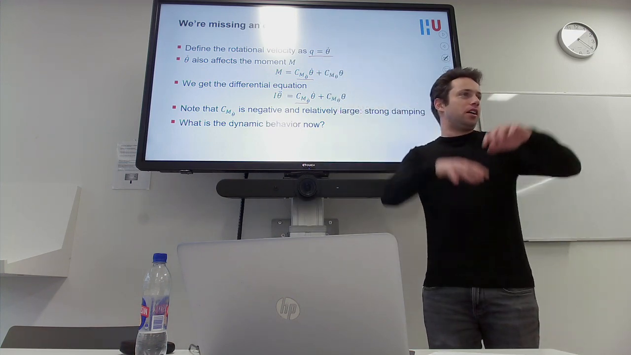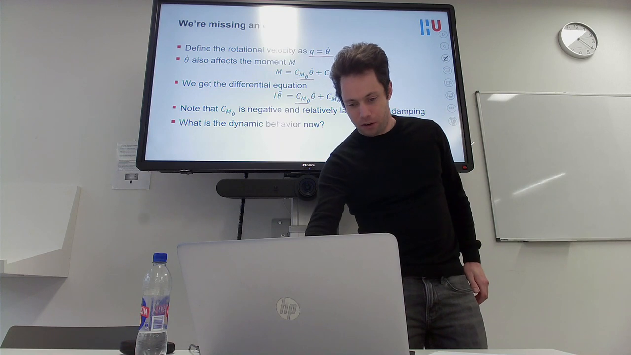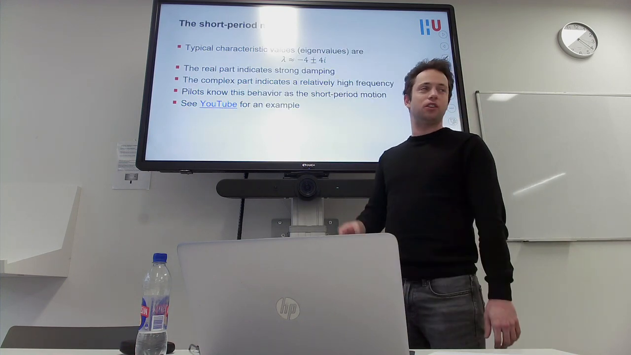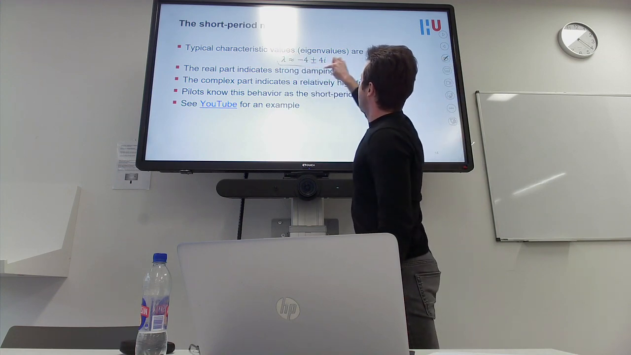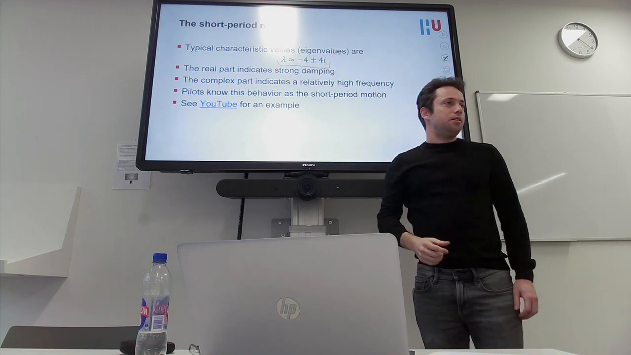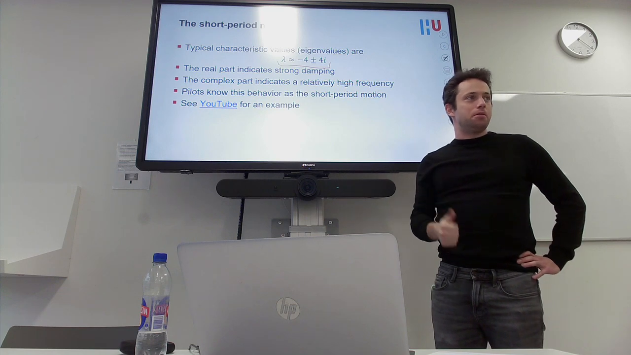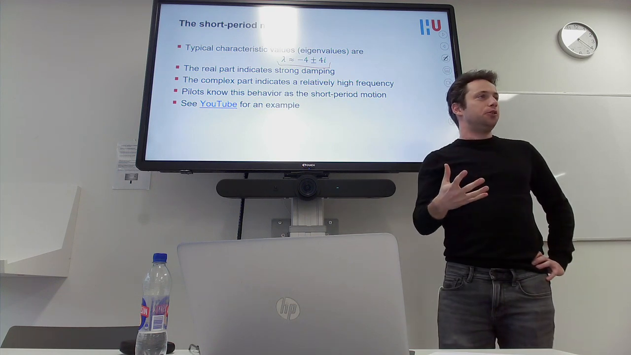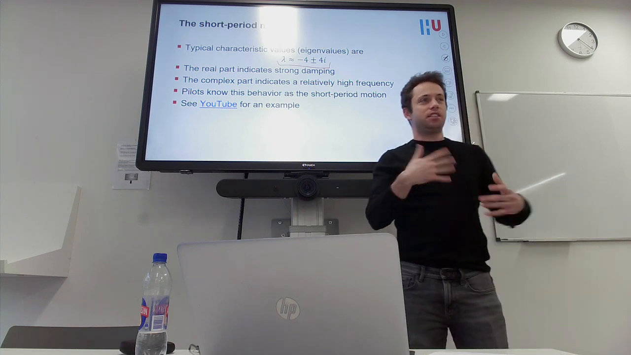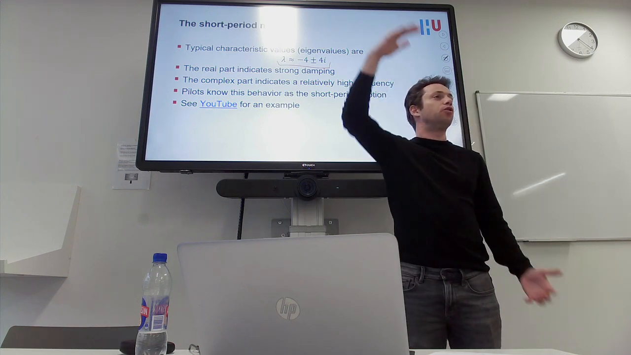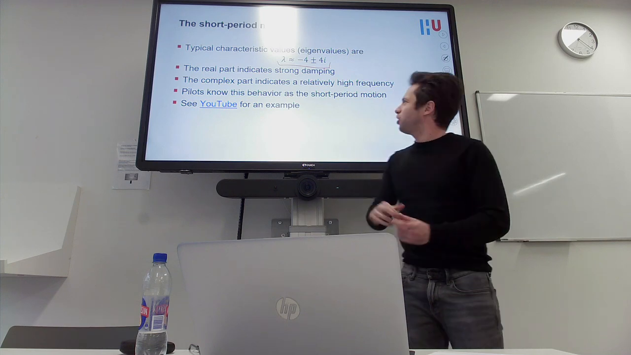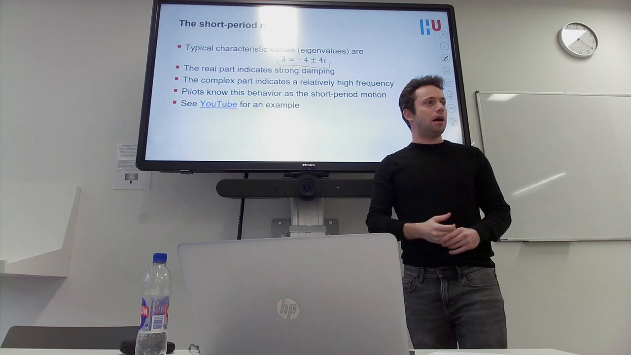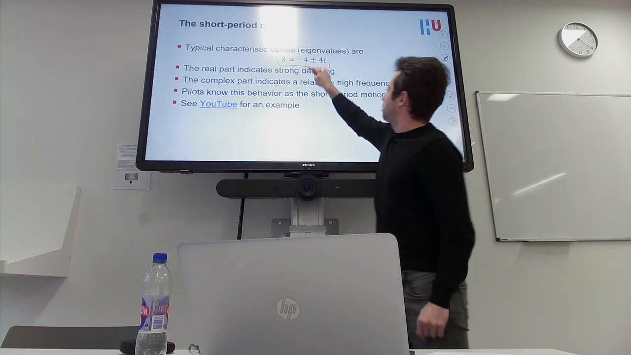I'm just going to give them for a typical airplane. There are variations, but for a typical airplane, if we look at the characteristic values of the differential equations, we get this. There are two parts, a real and an imaginary part. The real part determines whether it is damped or not. Negative means it's damped. Positive means it grows and becomes unstable. So this is negative, and minus 4 is relatively large. So we have a strongly damped motion. That's what this part means.